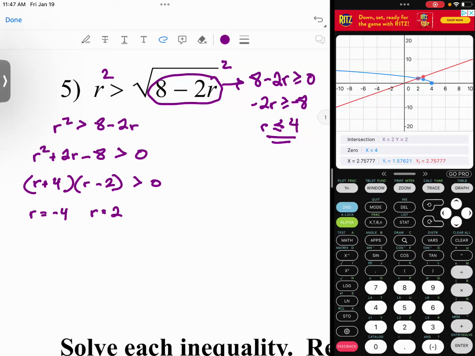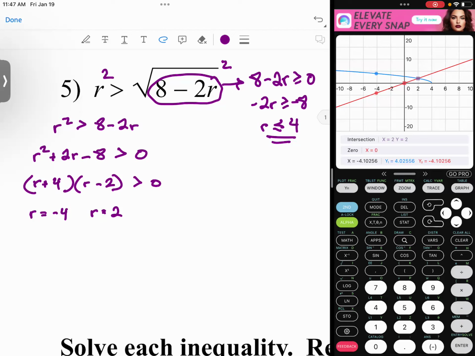And you can look at the graph and you can see that at negative 4, the R is not greater than that. So what's going on there? Well, what we're really finding is that we have an extraneous solution, and you could plug these in.